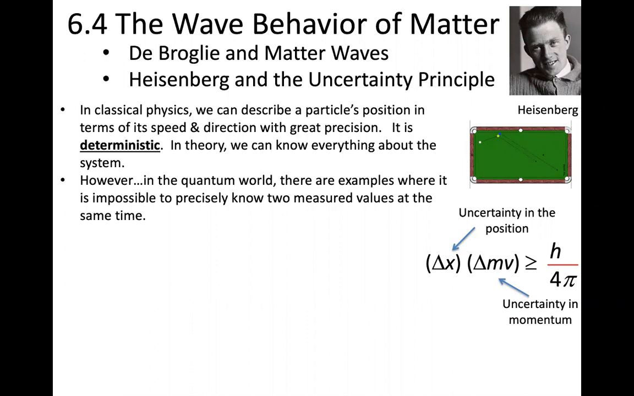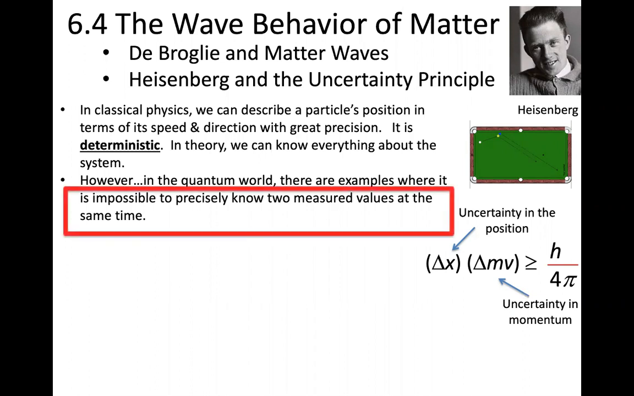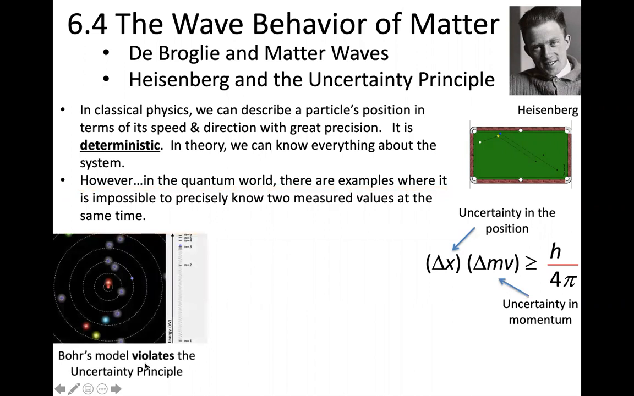It's not that we're not being smart enough or we don't have a clever enough experiment. He is saying that in this realm, there's a fundamental limitation for how precisely we can know two measured values, such as the position and the momentum. This is going to inform the models that we're going to have for the hydrogen atom. If we think back to Bohr's model, Bohr's model is before Heisenberg's. Heisenberg comes and works with him in Copenhagen shortly after he's proposed this.